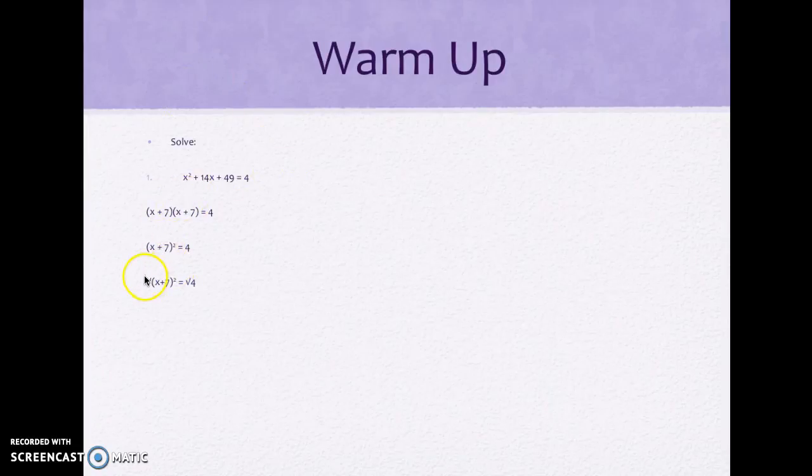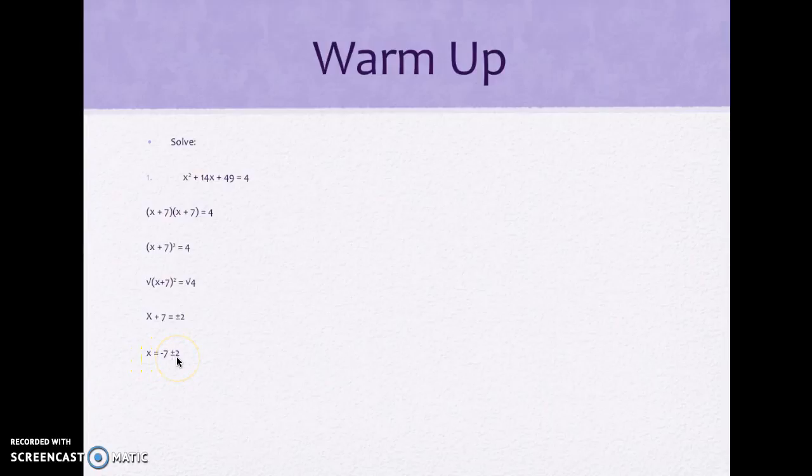Now, in order to solve this, we're going to take the square root of both sides. So we take the square root of x plus 7 squared and the square root of 4. When we take the square root of a number that's squared, it just gets rid of the exponent of 2. So we're left with x plus 7 equals plus or minus 2. Now we want to go ahead and solve for x. So we subtract 7 from both sides, and we get x equals negative 7 plus or minus 2.